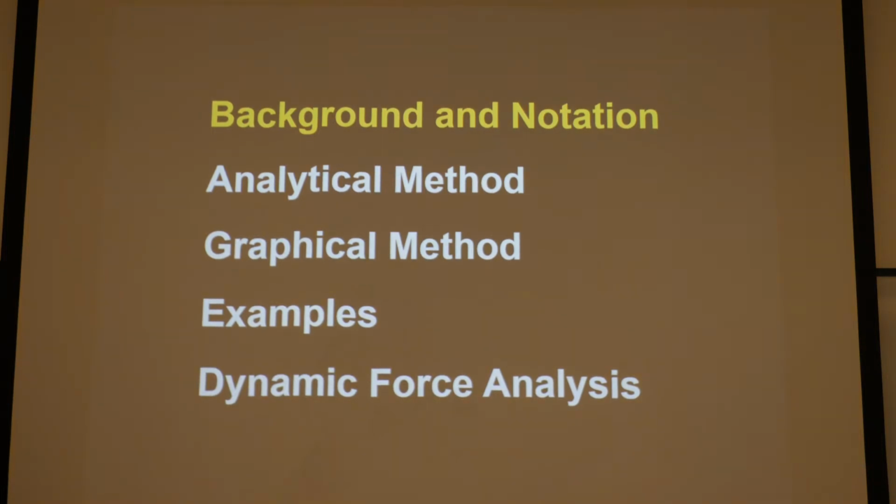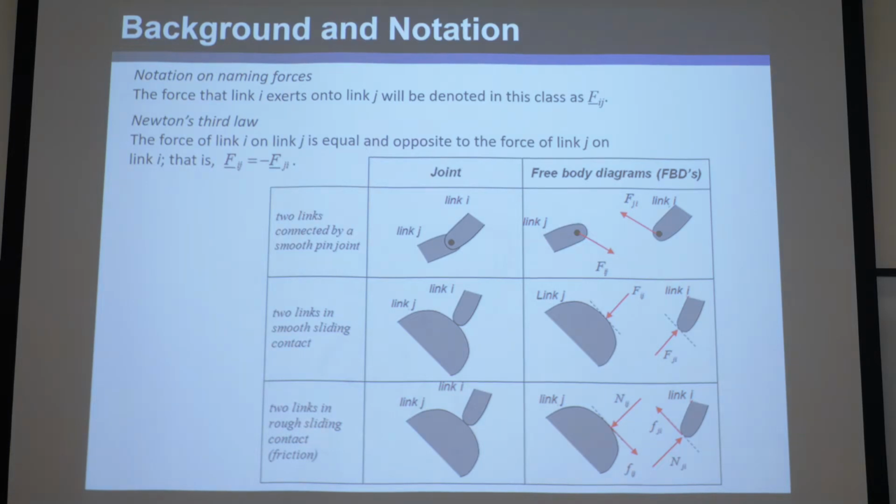Okay, so let's do some simple background and notation. This is deceptively simple, but these principles are very important to understand. First of all, the force that link I exerts onto link J will be denoted in this class as Fij. Okay, so in this case, say you've got two bodies and they're acting on each other.